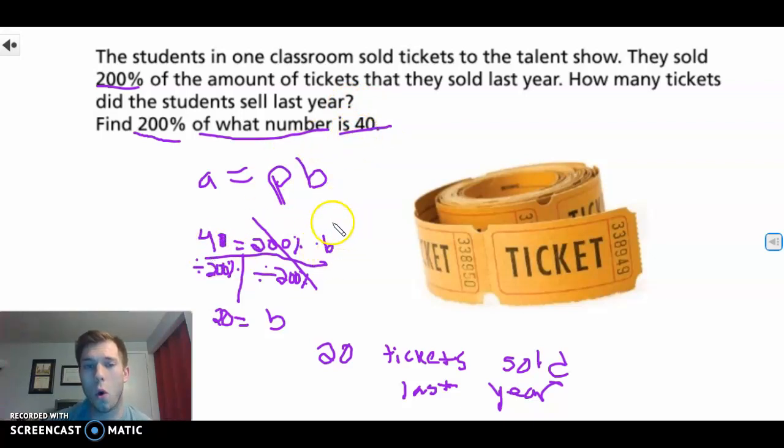Because you want to figure out the whole, which was the amount of tickets that they sold last year, or the of. When you do this, you divide by 200% on both sides of your equation, and do 40 divided by 200%, which gets you 20, and that's your whole. Now notice in this case, your whole is going to be smaller than your part, because your part is 200%, and not less than 100%, so it's actually greater. So they actually sold 20 tickets last year, and they had an increase. They sold 40 this year, so good for them.